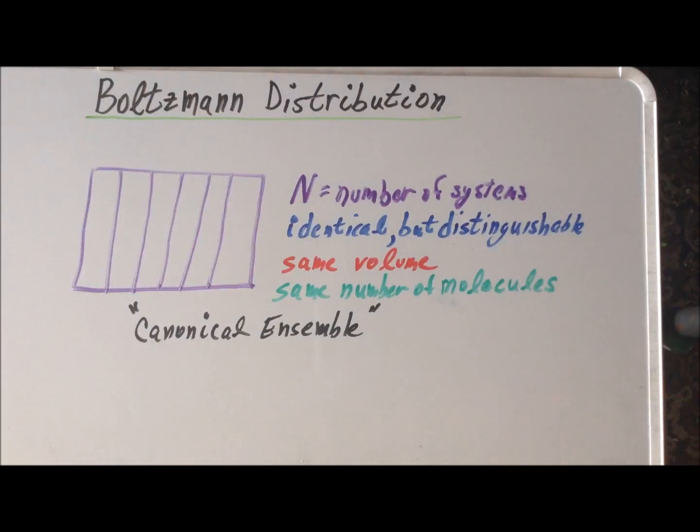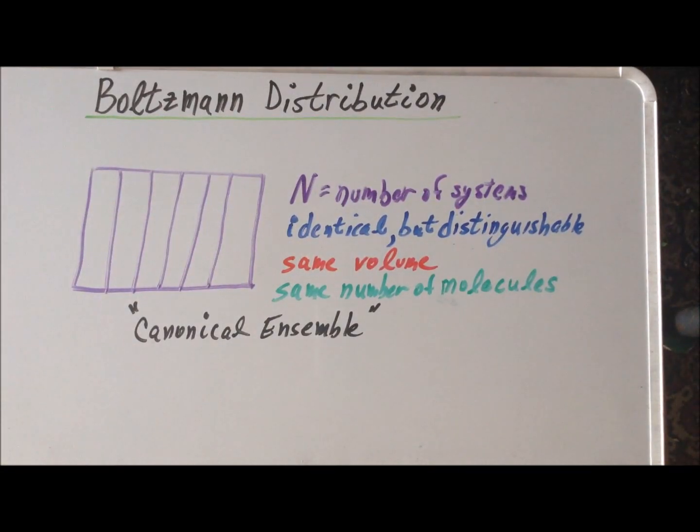So we call this collection of N systems that are identical but distinguishable, each of which has the same volume, the same number of molecules, and we can have energy flow between the systems, a canonical ensemble. In statistical thermodynamics, there are a number of different and important ensembles, and this is the first one that we're going to investigate, the canonical ensemble.